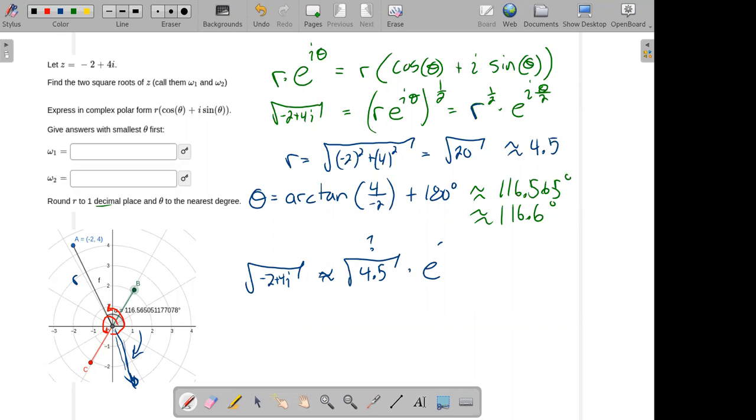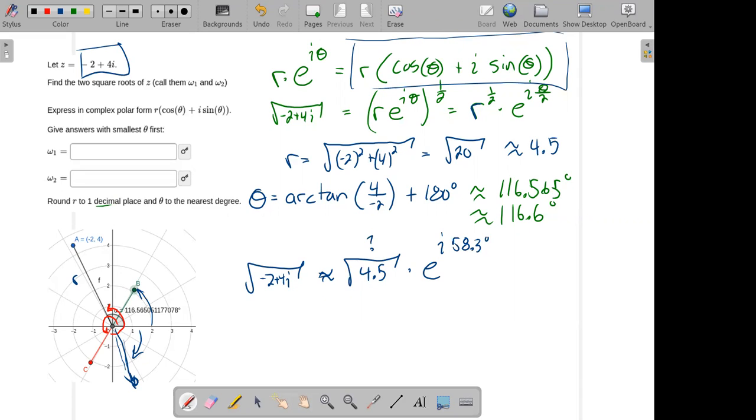Times e to the power i, and then theta over 2. So 116.6 over 2. So what's that going to give me? 58.3, about 58.3 degrees. And if I look at my picture, would you buy to get to that green point there? That's about 58.3 degrees. Yeah, that's pretty close to 60, which is this line right here, just a hair under it. So that's approximately one of these complex points. And then I can use the r cosine theta plus i sine theta to convert it to standard form of a complex number.